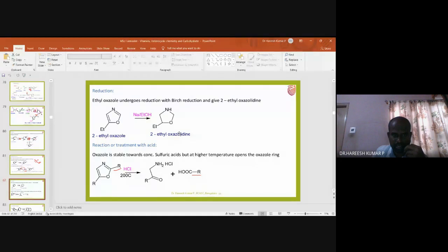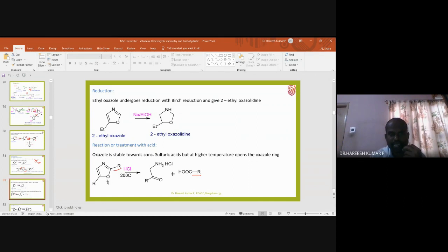Suppose a reaction, suppose oxazole reacts with acid. So what are the acid sources? HCl is an acid source, sulfuric acid is an acid source. So these are the commonly used mineral acids. Give one example for mineral acid, it means hydrochloric acid or sulfuric acid.